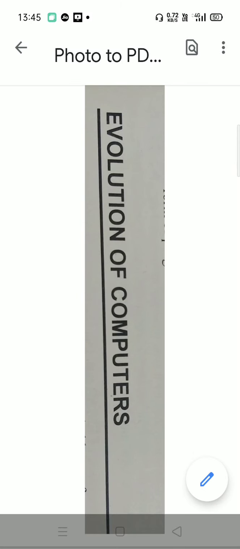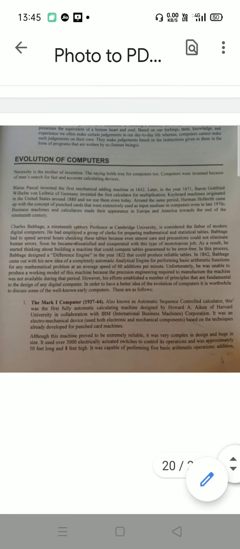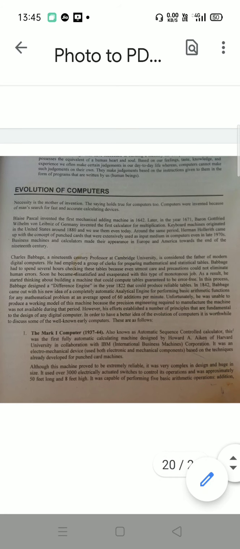Good morning students. Today we will discuss the evolution of computers. How has the computer evolved? Necessity is the mother of invention. This saying holds true for computers too. Computers were invented because of man's search for a fast and accurate calculating device.